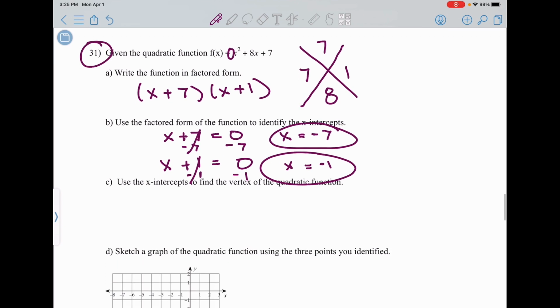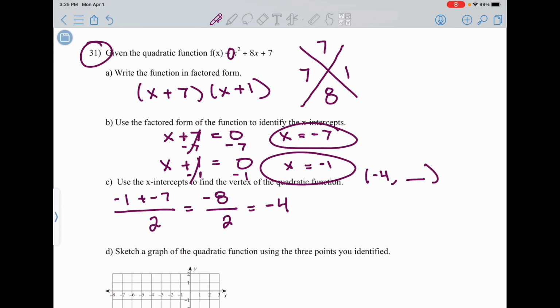Now that I know the x-intercepts, I am looking to find the vertex. The vertex occurs in the middle of my x-intercepts. So I'm going to start by adding the two together and dividing by 2. -1 plus -7 is -8. Divided by 2 is -4. So I know that -4 is the x value of my vertex.